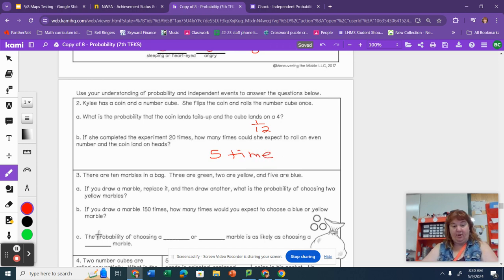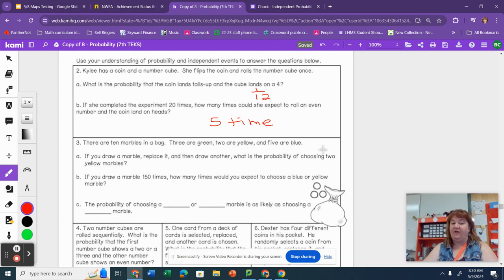There are 10 marbles in a bag. There's a green, 2 are yellow, 5 are blue. If you draw a marble and replace it, the minute you see replace it, it's an independent event. If you don't replace it, then it's dependent on each other. Okay. So if you replace it, what's the probability of choosing 2 yellow marbles? And that would be 1 out of 25. Why is it 1 out of 25? Choosing 2 because you had to do it twice.